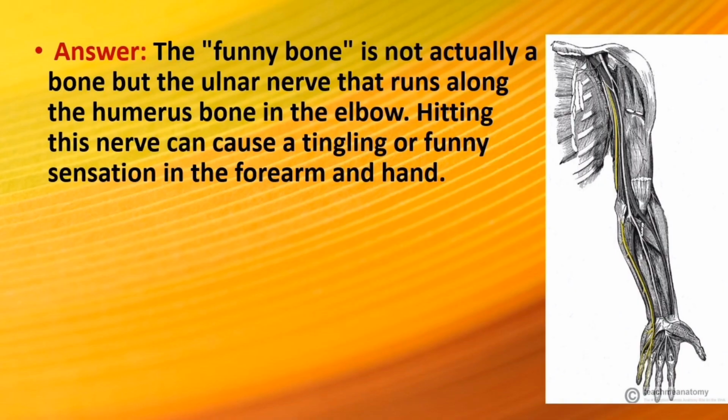The funny bone is not actually a bone, but the ulnar nerve that runs along the humerus bone in the elbow. Hitting this nerve can cause a tingling or funny sensation in the forearm and hand. Smart, isn't it?